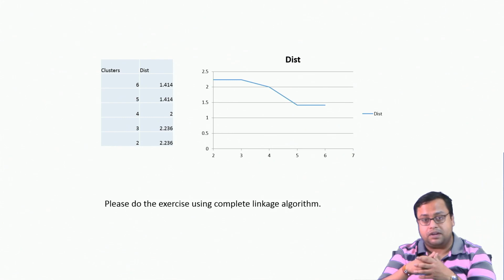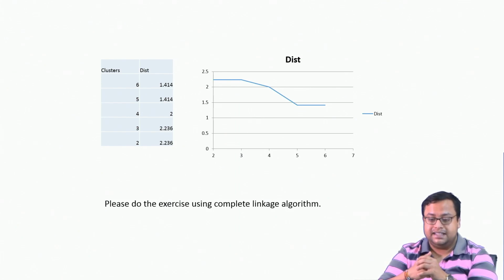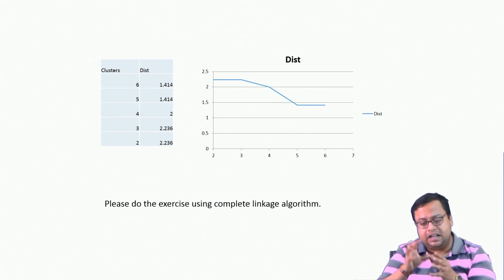The lowest distance was 1.414. And then when we covered from 5 to 4, the distance covered was 2. From 4 to 3, it was 2.236, and from 3 to 2, it was also 2.236. So, if I plot that, generally what we find is a kink.